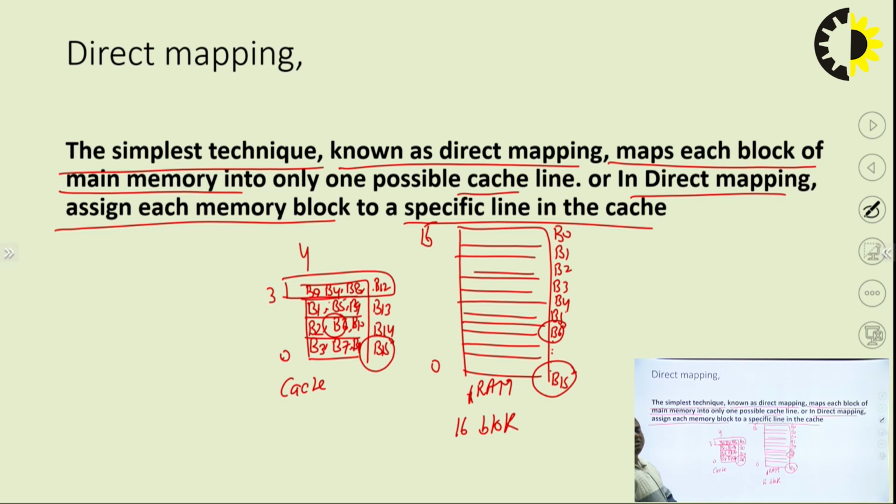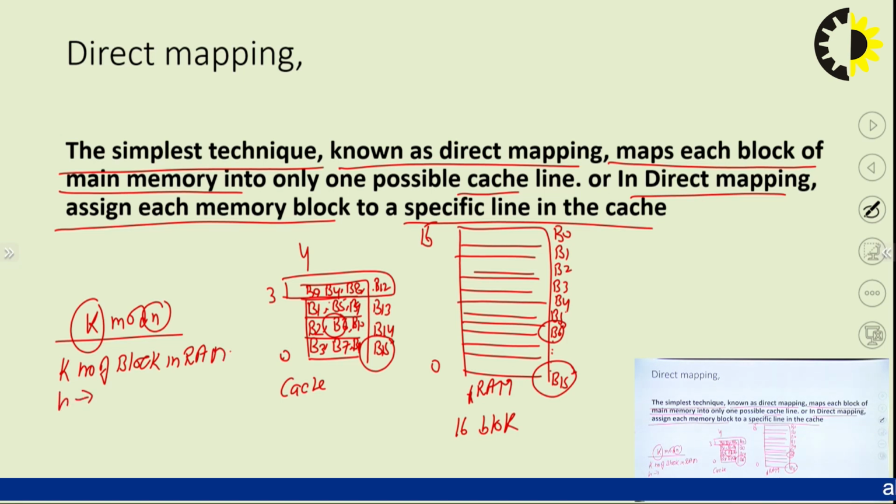One very famous equation by which we can map all the blocks of the main memory into the cache memory is known as K mod n. K mod n. What is K and what is n? K is the number of the block in the main memory. And what is n? The number of blocks in the cache.